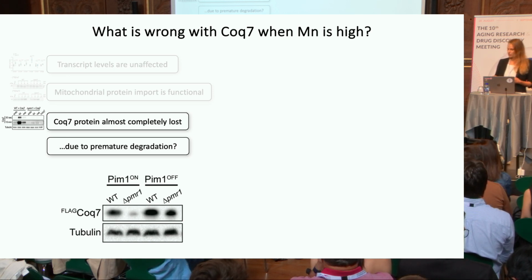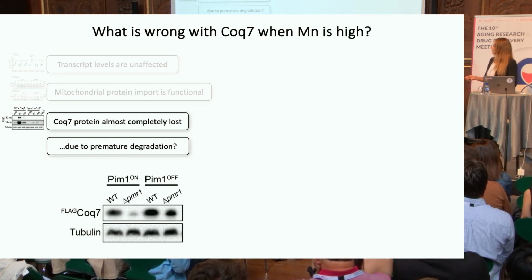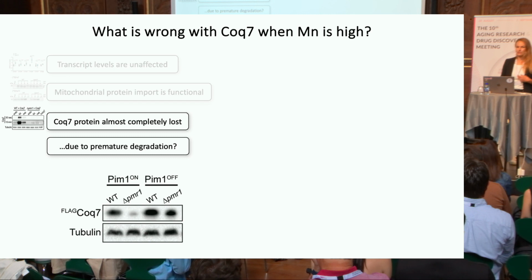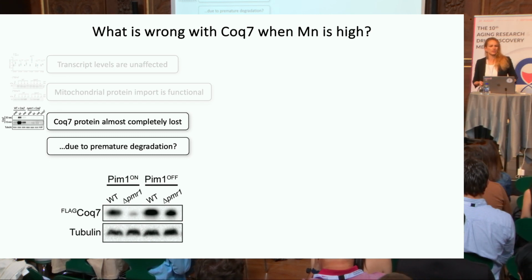PIM1. And indeed, what we found was that the levels of COX-7 in the PMR1 deletion mutant could be restored to almost wild-type levels if we depleted PIM1. So yes, this was obviously due to proteolysis.